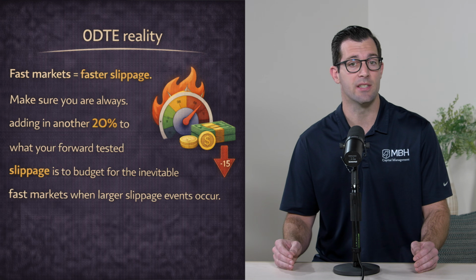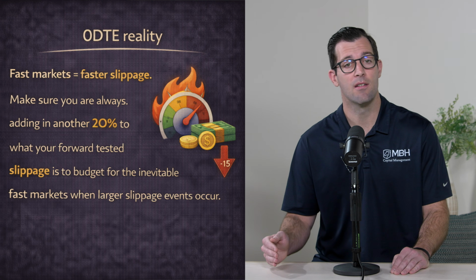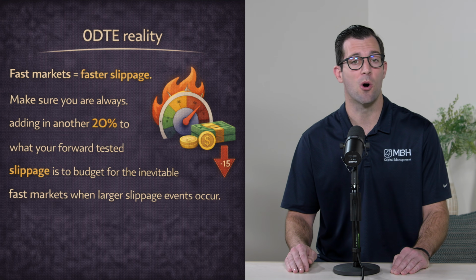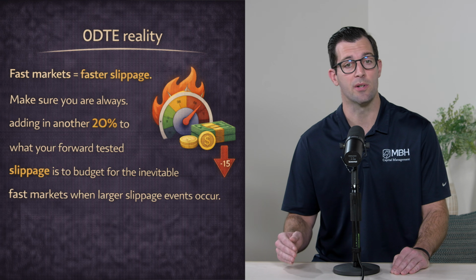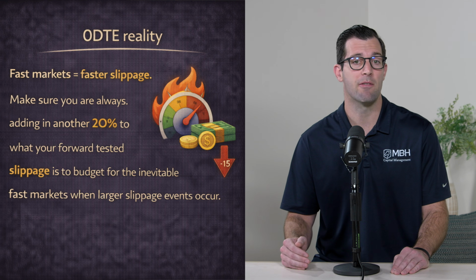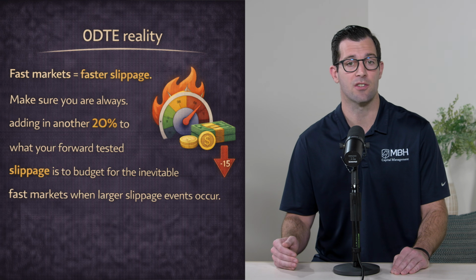The reality of 0DTE: fast markets can mean faster slippage. Make sure you are always adding 20% to what your forward testing slippage is to budget for the inevitable fast markets when large slippage events occur.